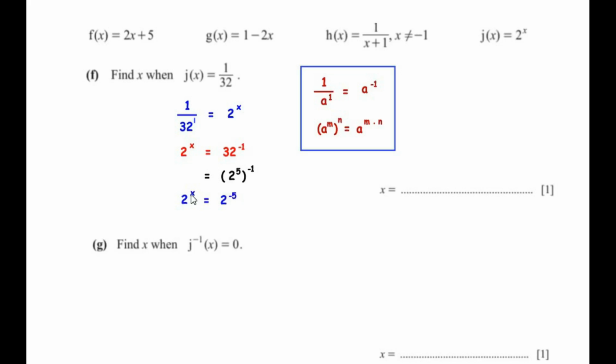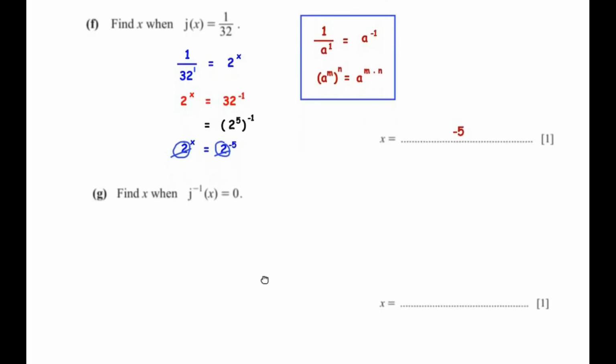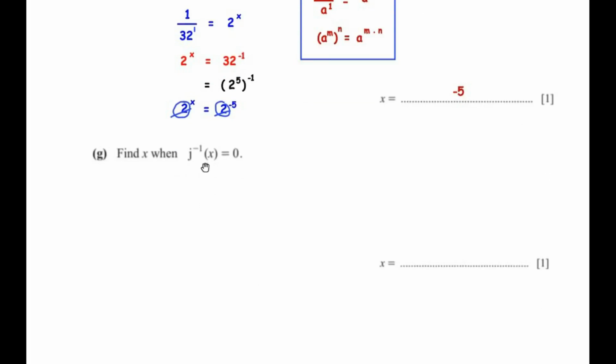So here we have got 2 raised to x is equal to 2 raised to negative 5. Now the bases, that is 2 and 2, they are same. So we can cancel the bases and equate the powers. So here we get the value of x as negative 5. Now moving on to the last sub question. Find x when j inverse of x equal to 0. Now here let us take this j inverse on the other side of equal to sign. So it becomes x is equal to, now j inverse goes on the other side and becomes j of 0.